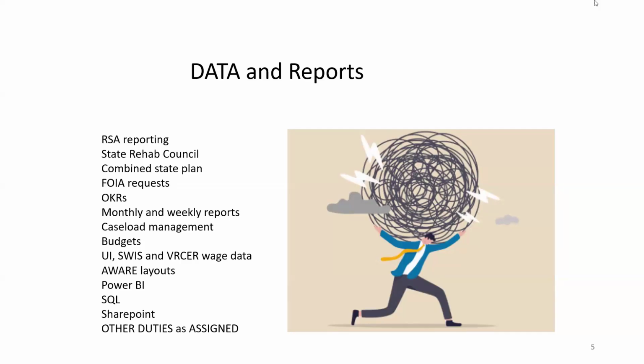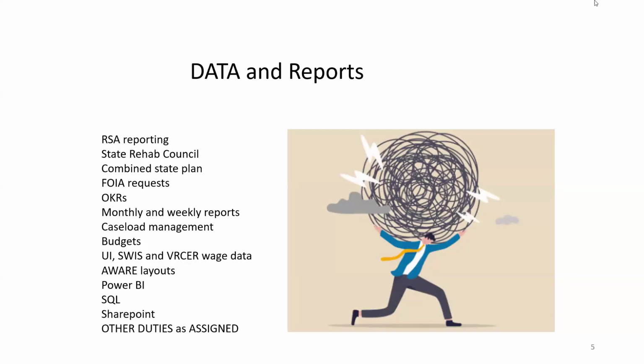Our current governor requires us to have objectives and key results reports that are monthly and quarterly, related to different programs. One of the things he's very interested in is apprenticeship growth, and that falls under me. So we track individuals with disabilities who are entering into apprenticeships and pre-apprenticeships. Monthly and weekly reports. You have a caseload management system. There are a myriad of reports through that.